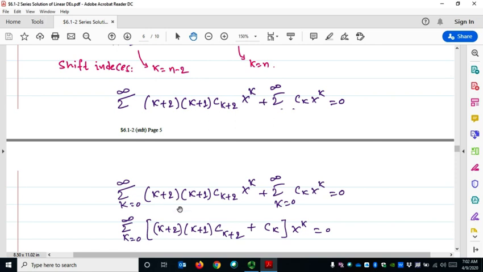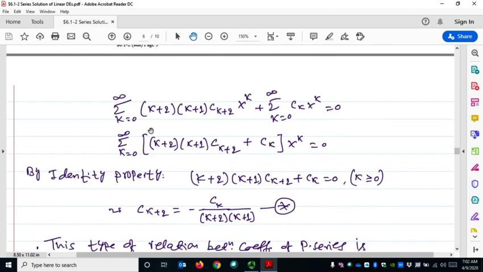Now in this step, we factor the summation outside: (k plus 2) times (k plus 1) times c_(k+2) plus c_k. We factor x^k out, we factor the summation out. This equals 0.